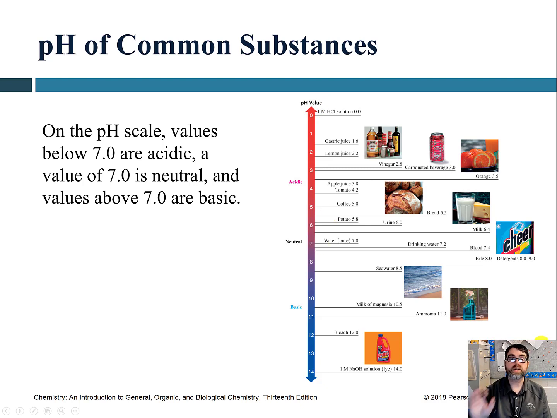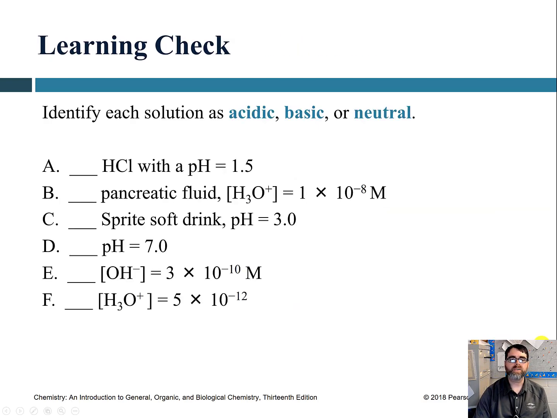This is a list of substances. If you want to take a look at it, it's in your book, or you can pause the slide here. I'm going to keep going. So with this, we're going to answer the questions here for practice. And so let's see here. HCl is going to be acidic. It's an acid, plus we have a very low pH here.